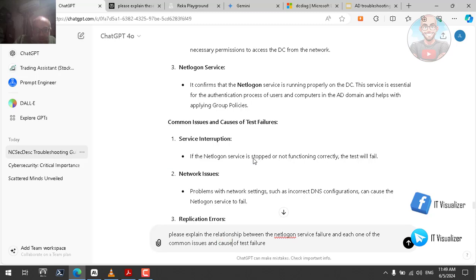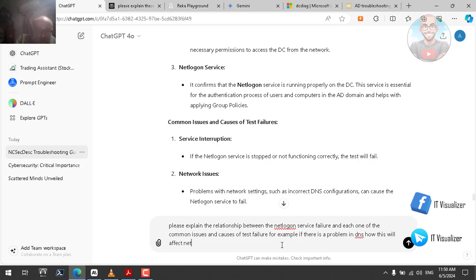Let's see. For example, why, if there is a problem in DNS, how will this affect the Netlogon service?